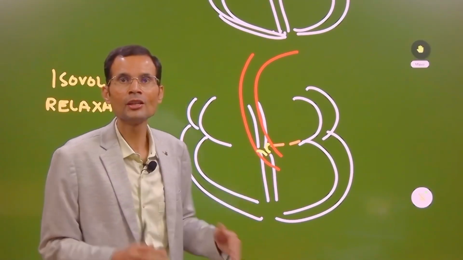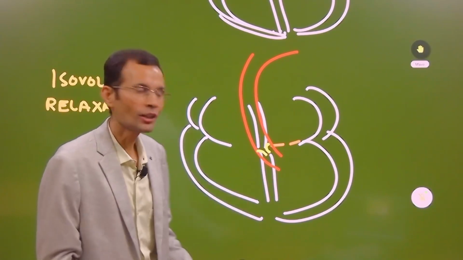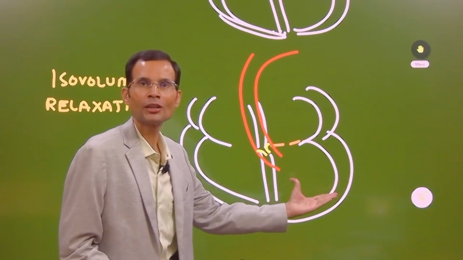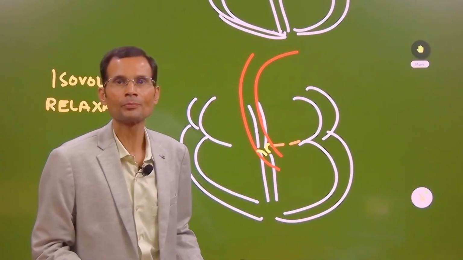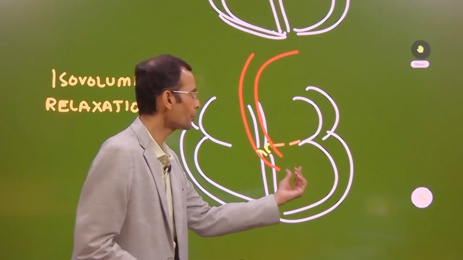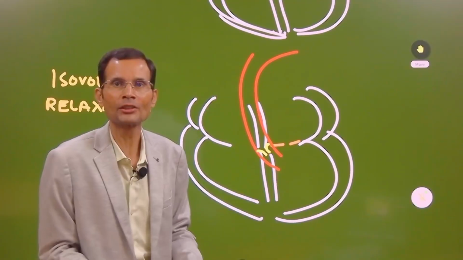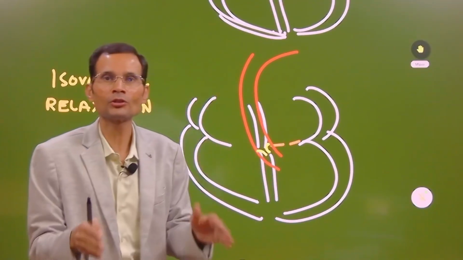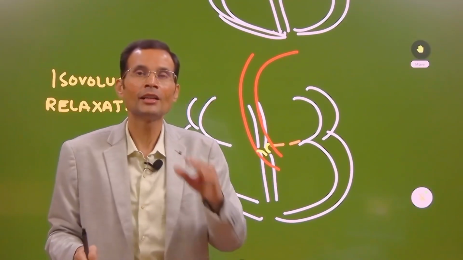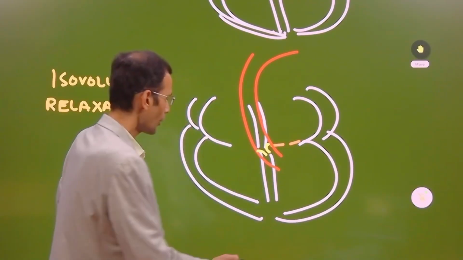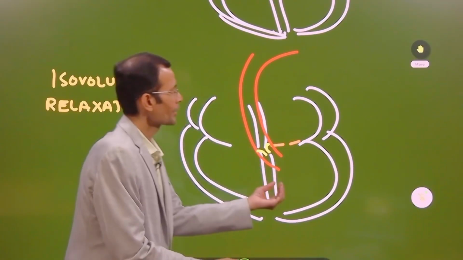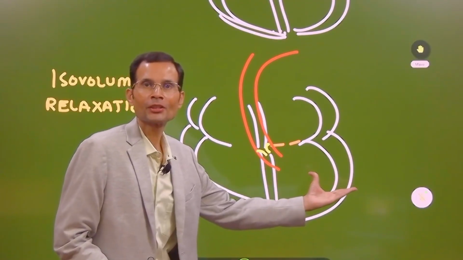Aortic valve closes. Why? Because left ventricle begins to relax and its pressure goes below the aorta pressure. Its pressure, left ventricular pressure, becomes less than the aorta pressure. So aortic valve closes. That is what happens normally during isovolumic relaxation. Now in this case, left ventricular pressure is falling.